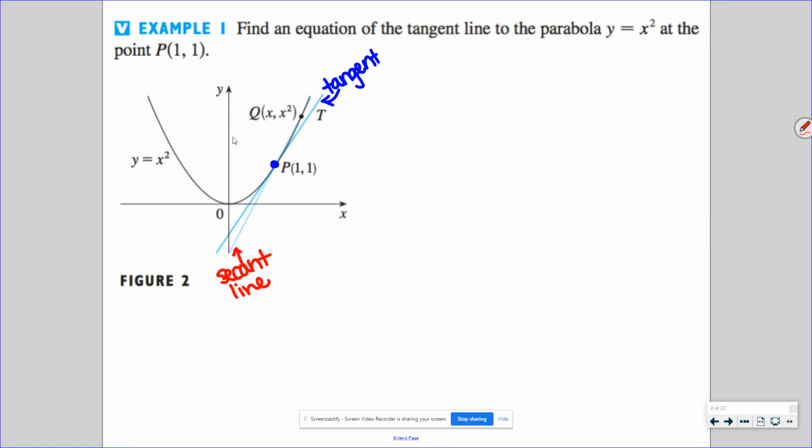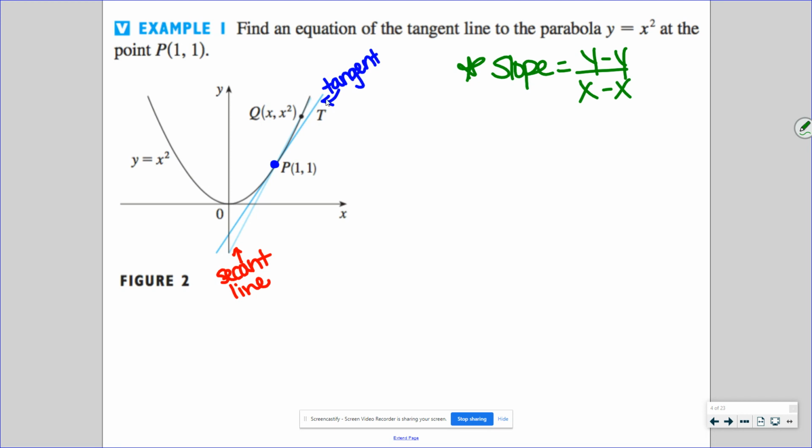So here's the issue. I want to know what the slope of this tangent line is. But in order to find slope, remember that you have to know 2 points because slope is y minus y over x minus x. I do not know anything about any other points on this tangent line other than the point 1, 1. I do, however, know that there are 2 points on the secant line, this lighter blue line. One is 1, 1 and the other is x, x squared. So I could find the slope of that secant line. And that's exactly what we're going to do first.